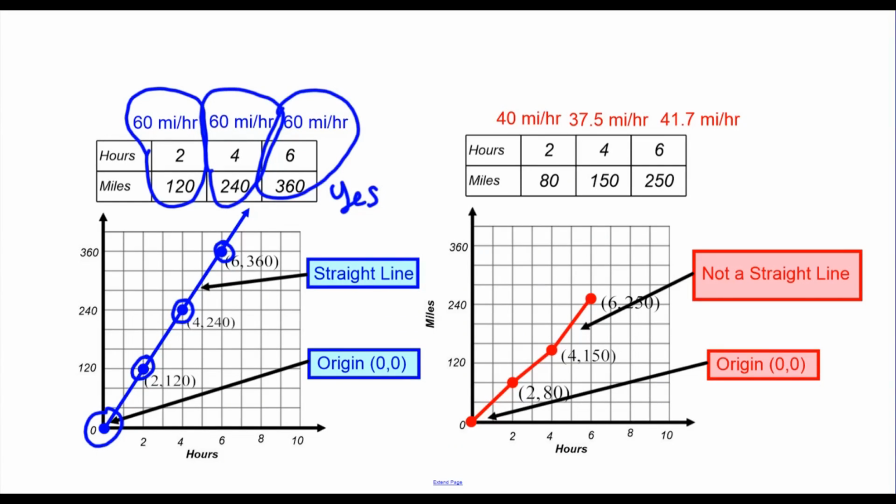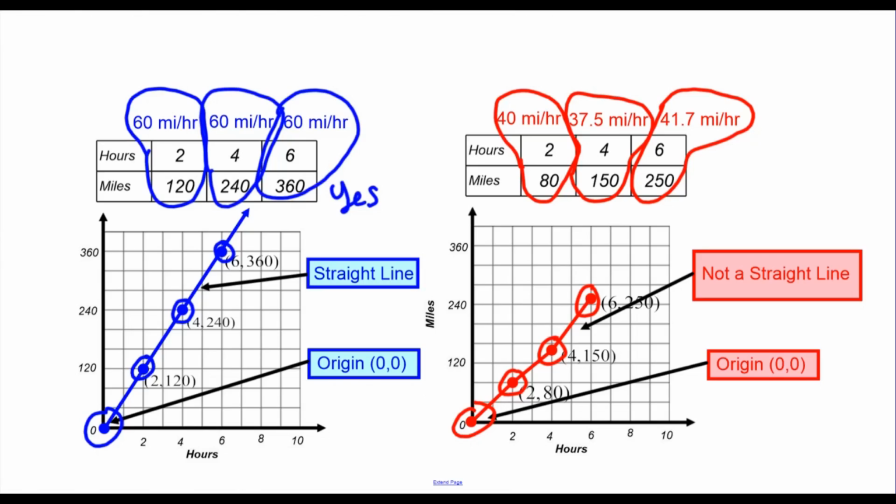Here's another example of a non-proportional relationship. This ratio here is 40 miles per hour. This is 37.5 miles per hour. And this is 41.6 repeating miles per hour, but I rounded that to 41.7 miles per hour. And if we plot these on the coordinate grid, here is 2 hours, 80 miles, 4 hours, 150 miles, 6 hours, 250 miles. Now we see this is not a straight line. It kind of goes up and down, but it does go through the origin.